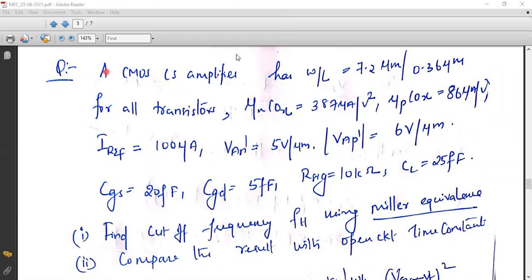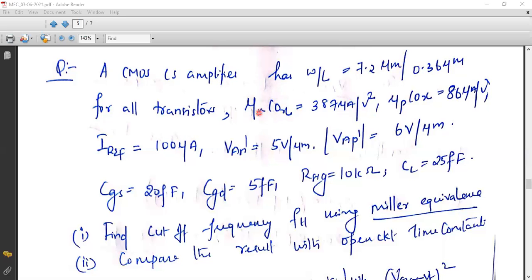So a CMOS CS amplifier has W by L, that is aspect ratio, 7.2 micrometer by 0.36 micrometer. So this is the width and this is the length of the channel. This is Kn dash and this is Kp dash. It is a CMOS. CMOS means it is a combination of both NMOS and PMOS. If NMOS is acting as amplifier, PMOS will constitute the current source or current mirror.